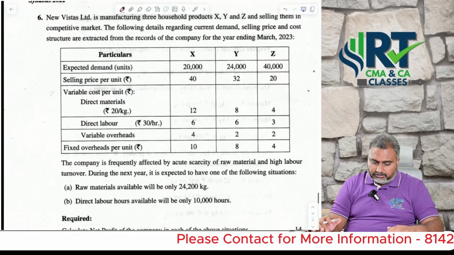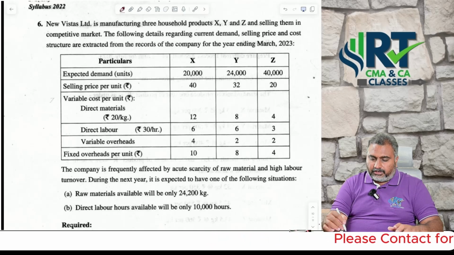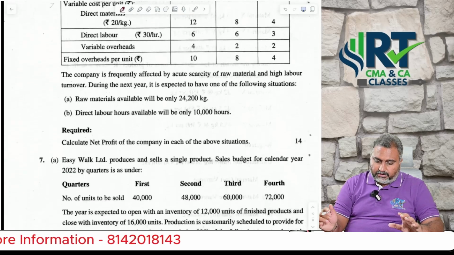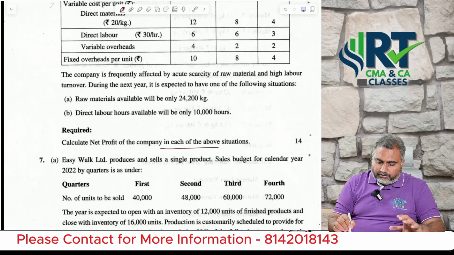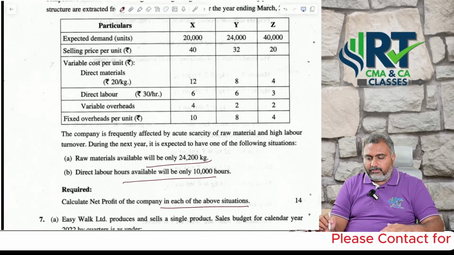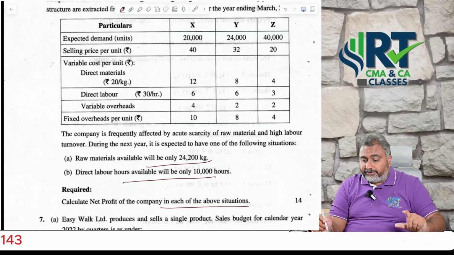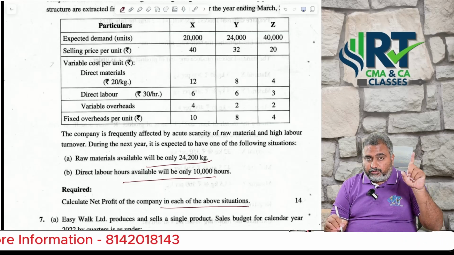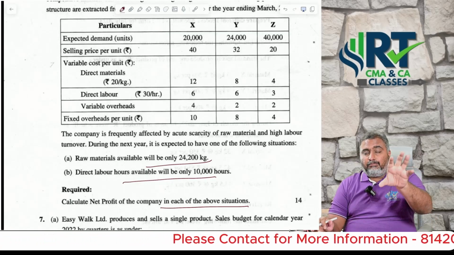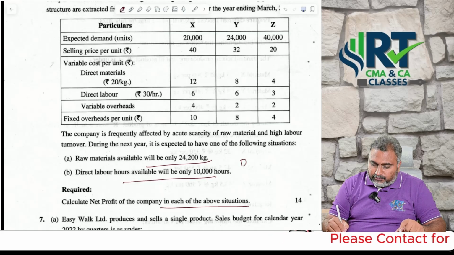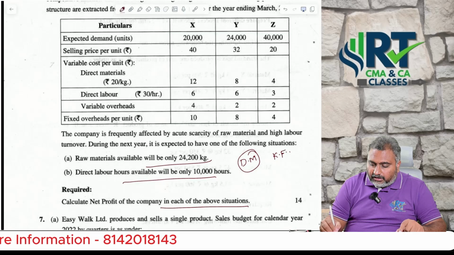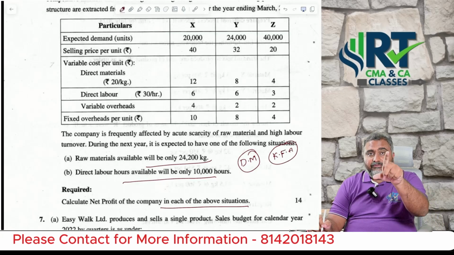Next sir, see sir, this is what. So production point of view, expected demand, selling price, variable cost, direct labor, calculate the net profit of the company in each of the following cases. Direct labor available, raw material availability only. That is the reason I communicated you sir. Even sometimes in group 1 they are concentrating on group 2 related marginal costing questions. This is nothing but a decision making problem based on key factor analysis. Based on what sir? Key factor analysis.